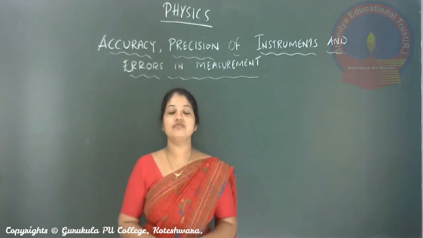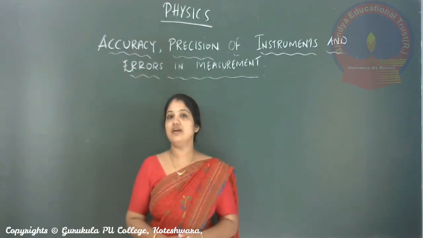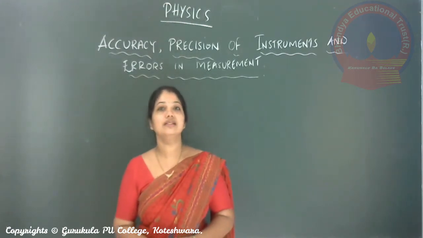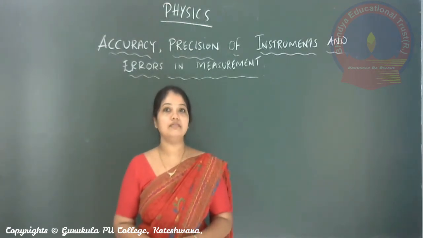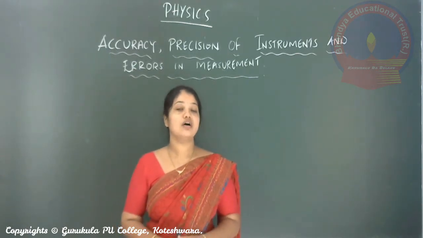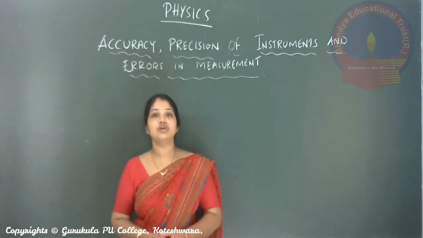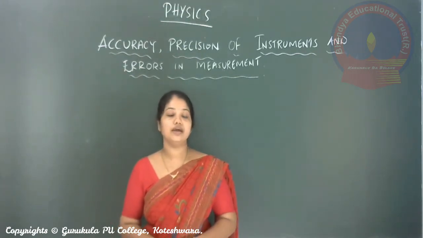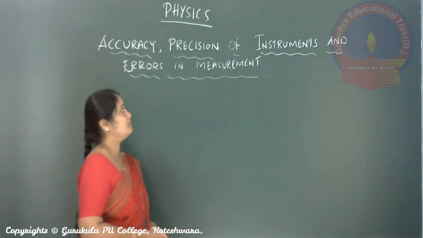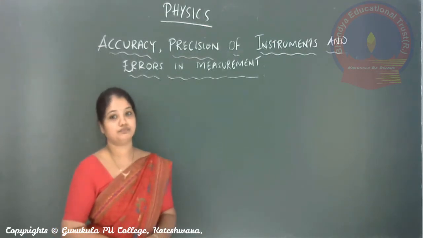Last class we had started with units and measurement, and we have seen how we take a measurement of length, mass and time for different ranges. That was for a large range and also for a short range. Today let us discuss accuracy, precision of instrument and errors in measurement.